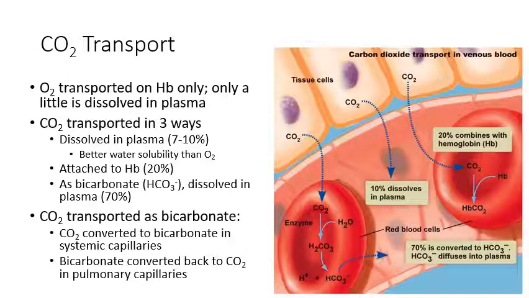Now, carbon dioxide. So oxygen is only really transported in the blood on hemoglobin. You have a teensy bit that's dissolved in the plasma, but not a lot. Carbon dioxide is mostly transported just in the blood itself as bicarbonate. So you actually have a couple different ways, well, 3 different ways that carbon dioxide is transported.